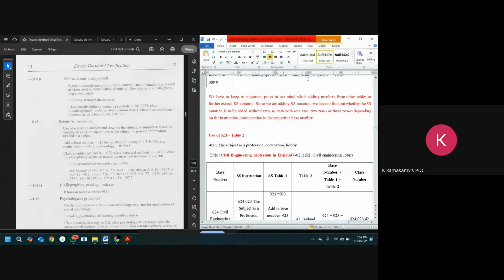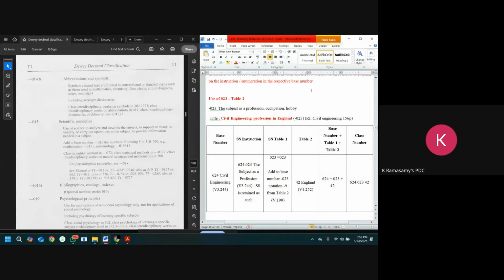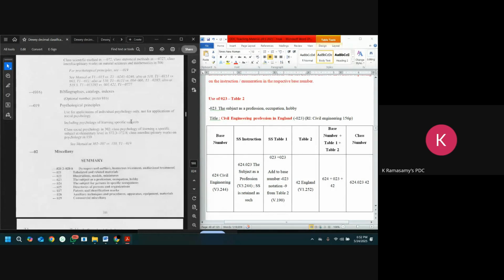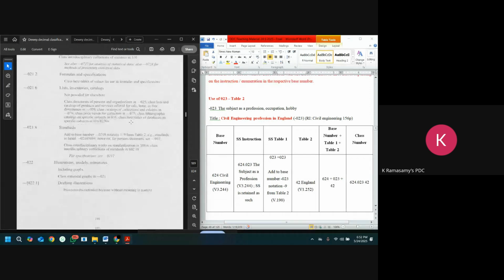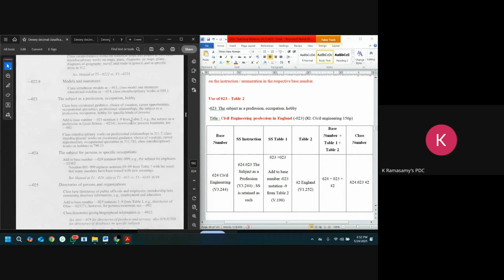Okay, good. I'll give one or two examples. See, use of 023. So 023 is one standard subdivision. I'll show it in the schedule also. You can see the website. 023 stands for subject as a profession. One subject is going to be a profession. For example, library science profession, medical profession, teaching profession, engineering profession. The same way, there's something called civil engineering profession.